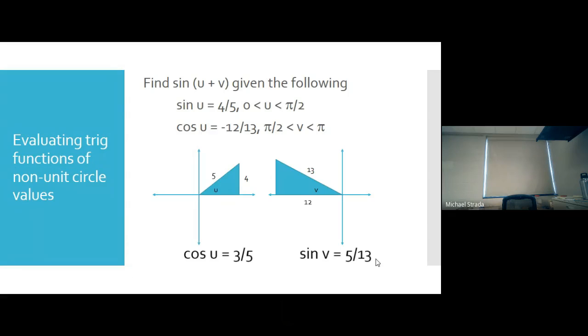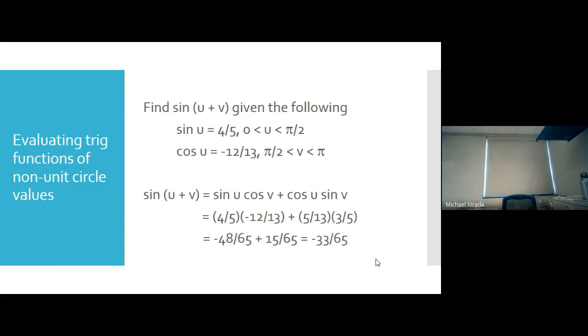Okay, so now if they want the sine of u plus v, sine of u plus v equals sine u cosine v plus cosine u sine v. The sine u given to you is 4 over 5. The cosine of v given to you is negative 12 over 13, plus the cosine of u, which you found was 3 over 5, times the sine of v, which you found is 5 over 13. You're now just multiplying fractions.